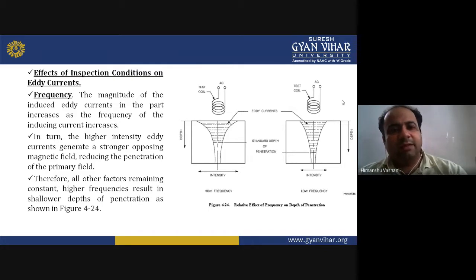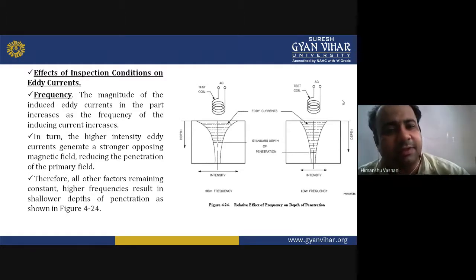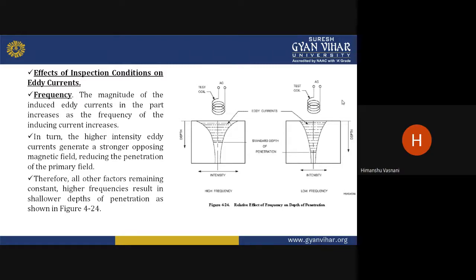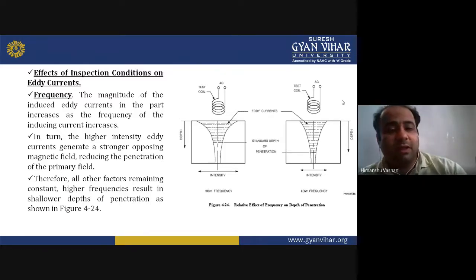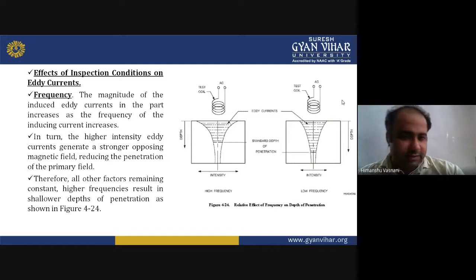So they say that the magnitude of the induced eddy currents in the part increases as the frequency of the induced eddy current increases. Okay. Now in turn, the higher intensity eddy currents generate a stronger opposing magnetic field, reducing the penetration of the primary field. Therefore, all other factors remaining constant, higher frequencies result in shallower depth of penetration.